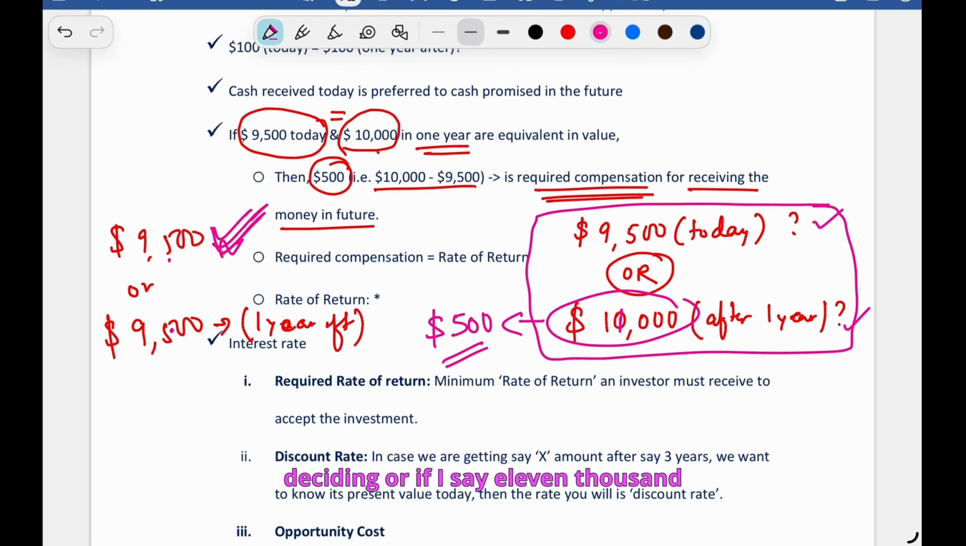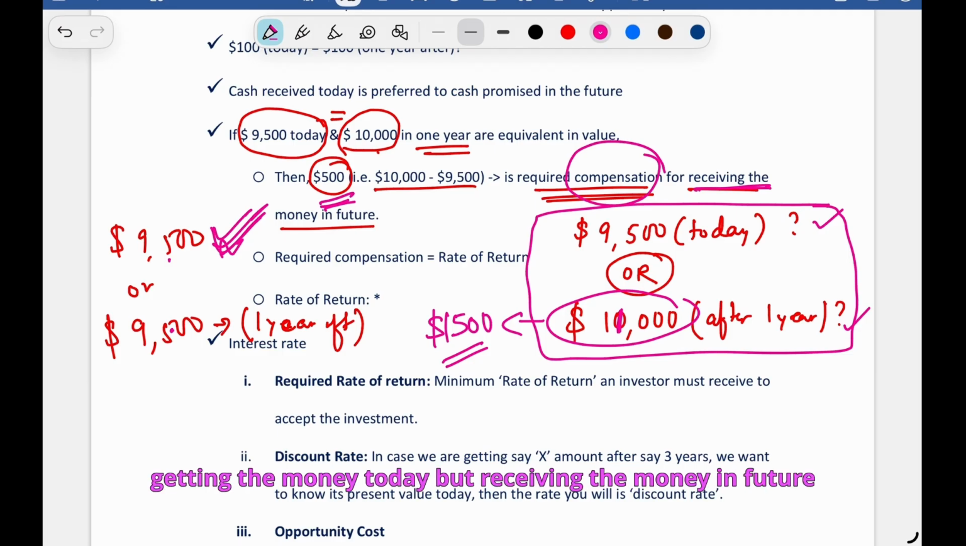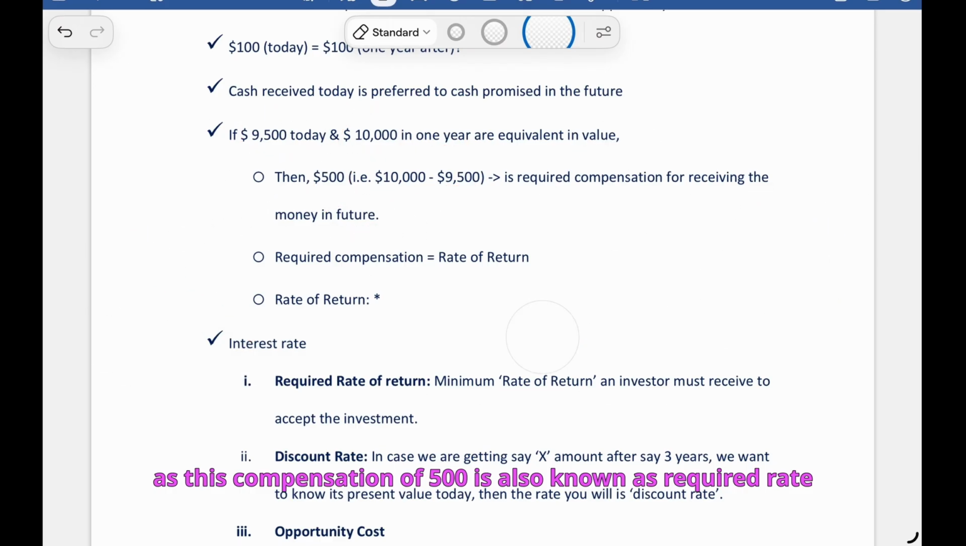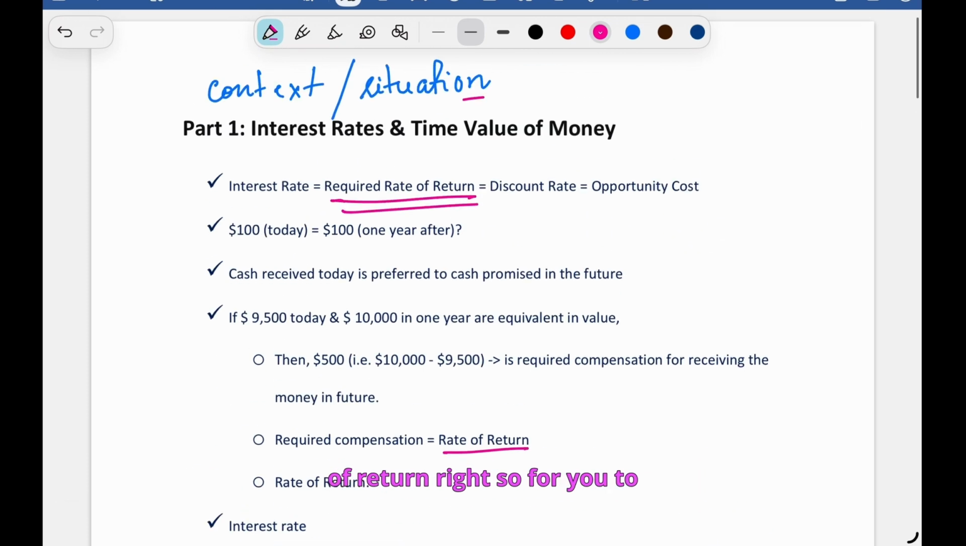Or if I say 11,000, then it is 1,500. So when I give you such kind of choices, then you'll at least think, because in future you're getting more money. So the extra money that you are getting in this $500 is compensation. Compensation for what? For not getting the money today, but receiving the money in future, right? So this compensation of 500 is also known as required rate of return, right?